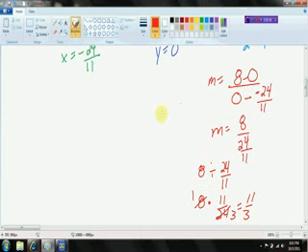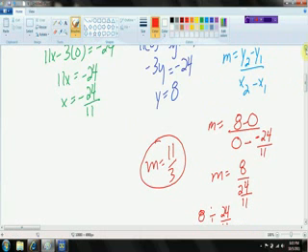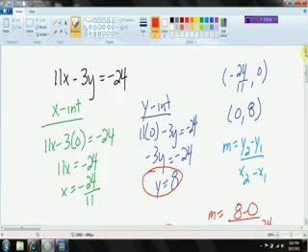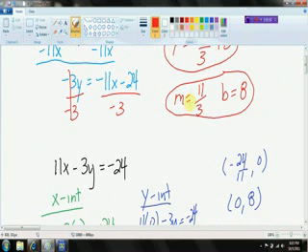So our slope is 11 over 3. Our y-intercept is 8. So we could do it that way as well. And if you look back up here, that's what we said. Slope 11 over 3, y-intercept 8. So two different ways you can do it.